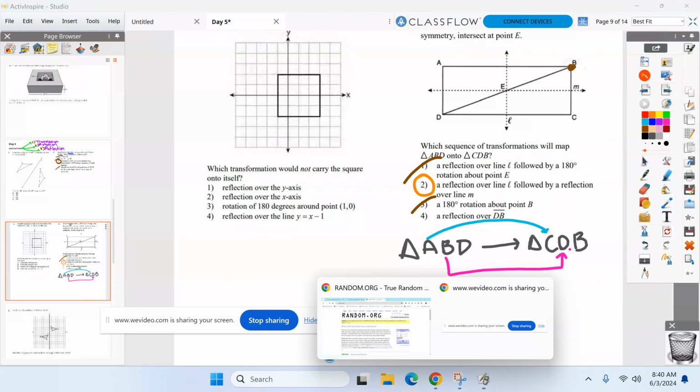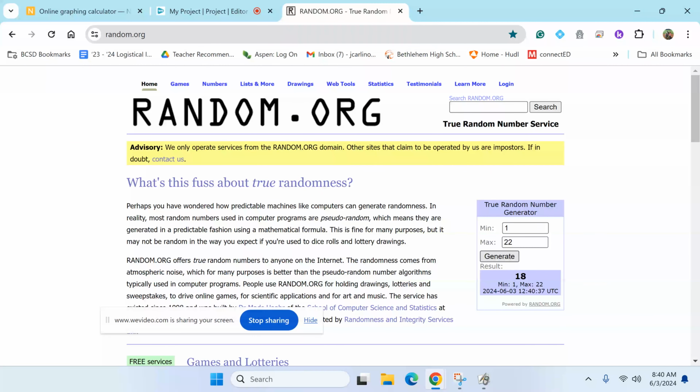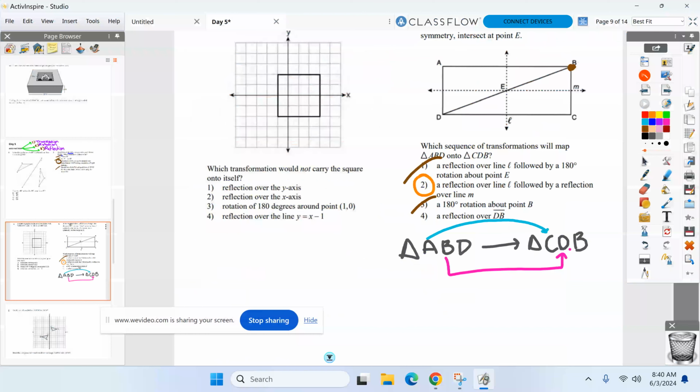And the final one. Why doesn't choice 4 work here? Lily, ready? Reflect it over DB now. Where's D going to go? Ooh, I'm reflecting it over DB. Where's D going to go? Where's B going to go? It's not going to move.